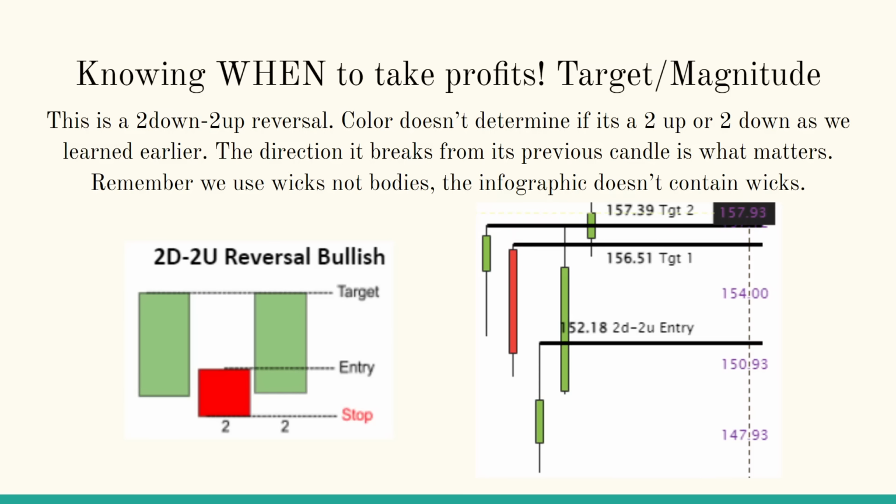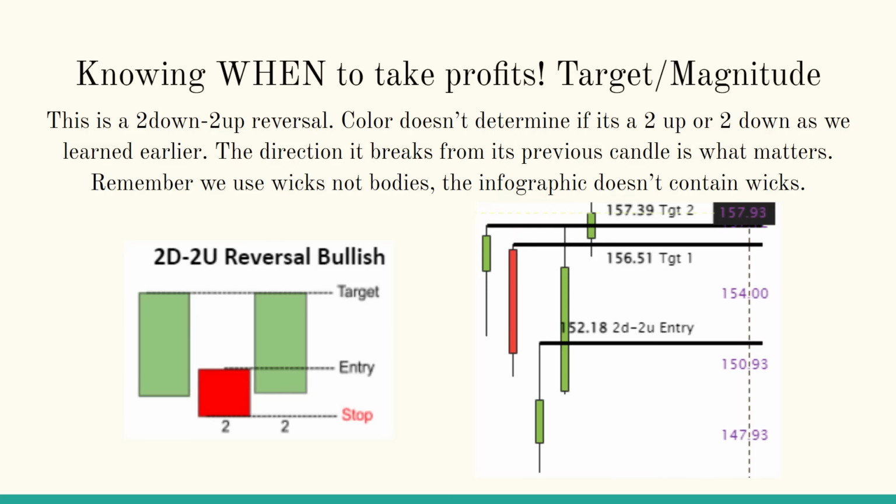And on the right side, this is a real life example of a 2 down, 2 up reversal. And candle color doesn't matter in deciphering if it's a 2 down or a 2 up. It's direction. It broke from the previous candle is what determines it. So this is a 2 down, but it's red. This is also a 2 down, but it's green. That's okay. You're still playing the reversal. A down and then an up.